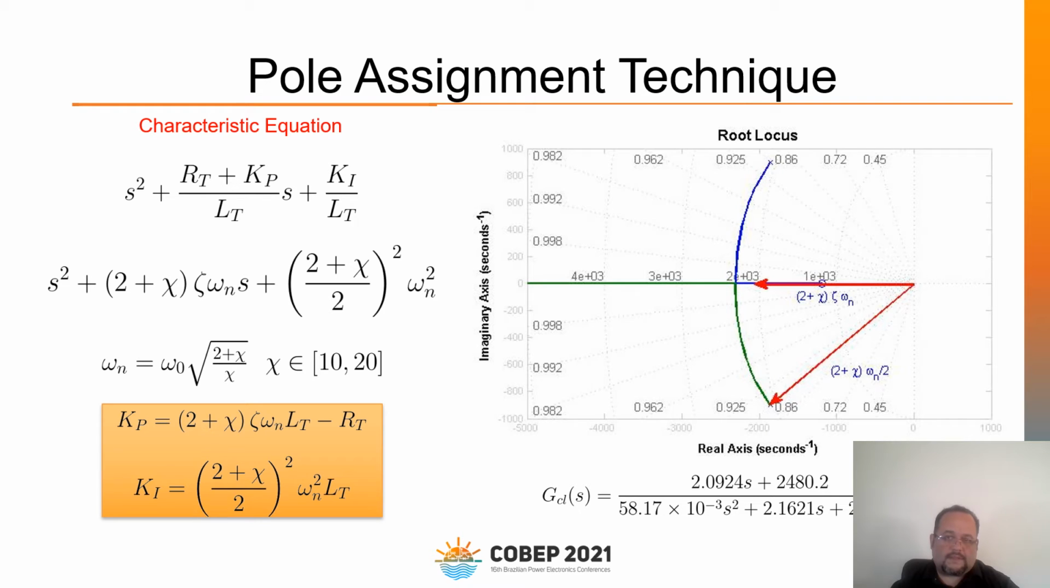With the characteristic equation and through the pole assignment technique, we consider the system with two complex poles that depend on a control variable chi, as shown in this figure of the root locus of the closed-loop transfer function.